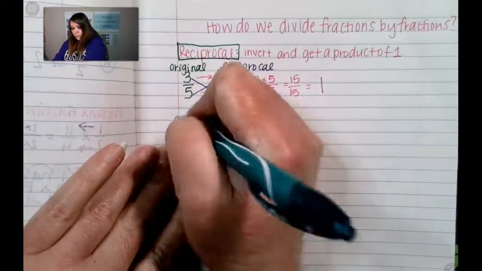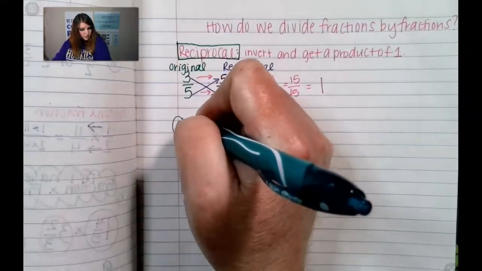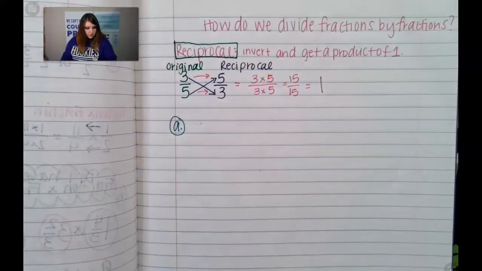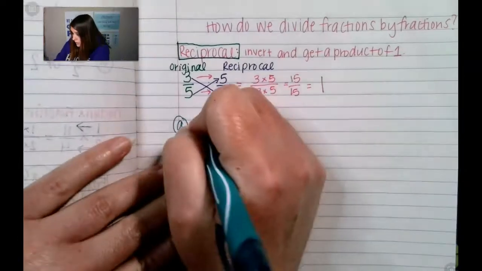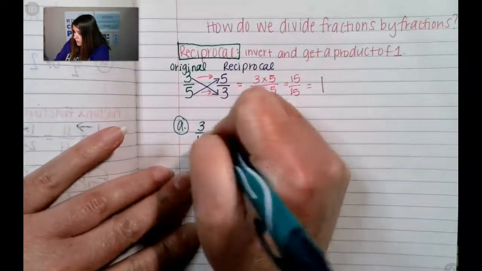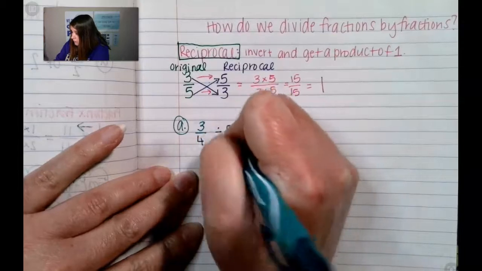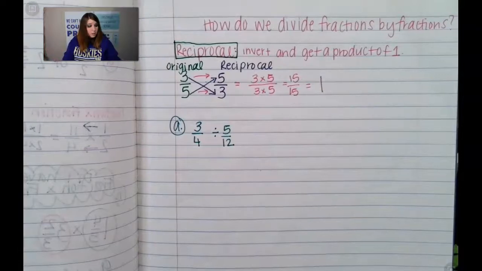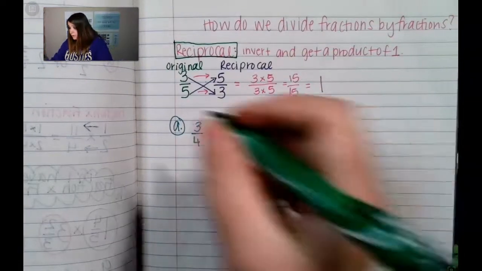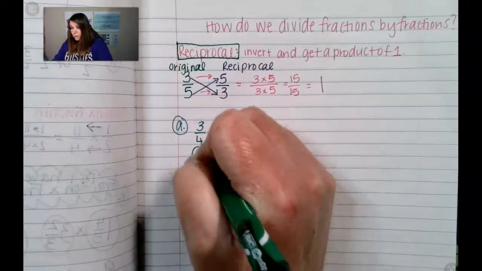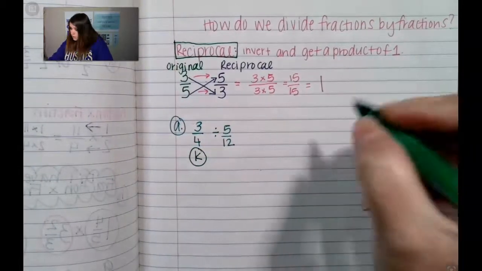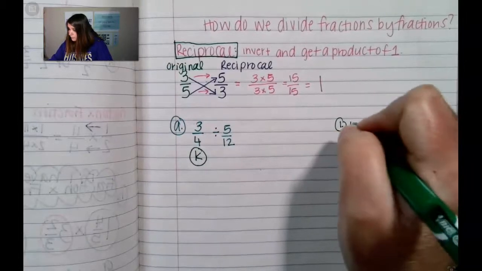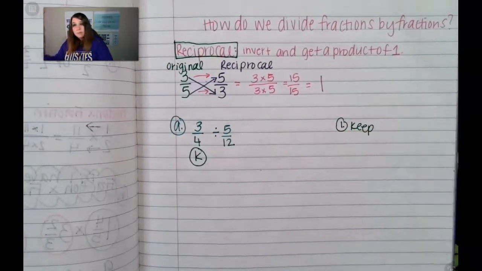Let's look at an example. Here is an example problem to divide. Let's divide 3/4 by 5/12. So we have 3/4 divided by 5/12. To divide, we are going to, one, keep that first number the same.